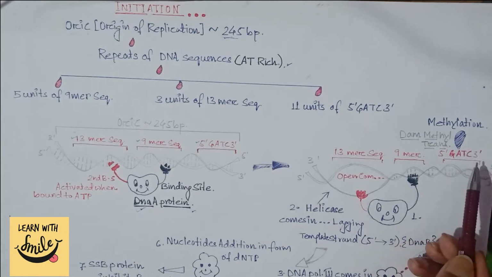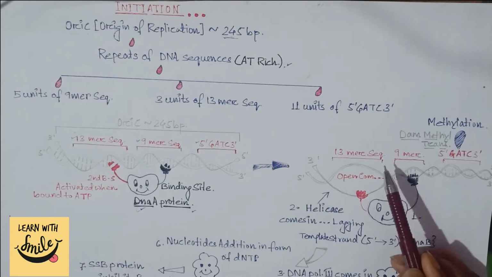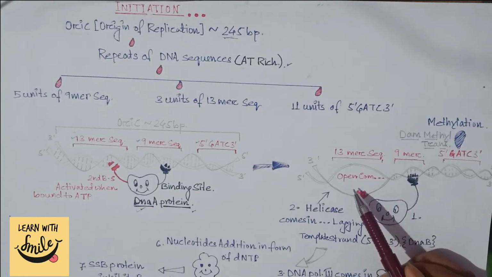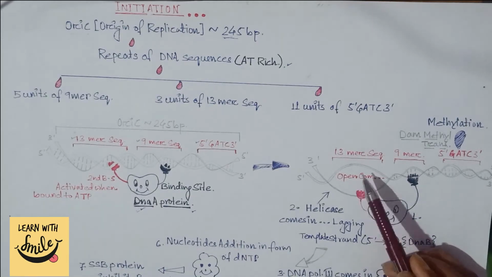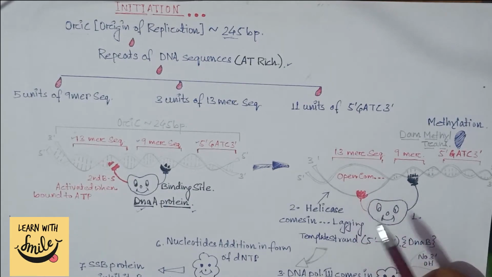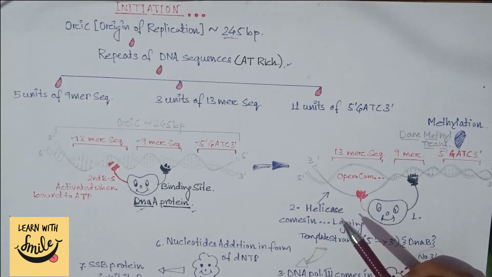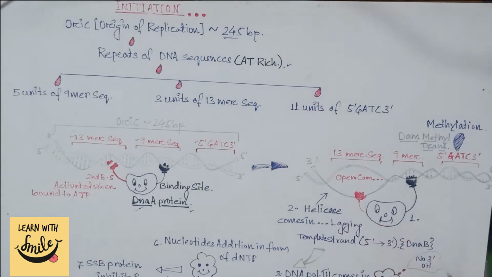Okay, having understood this, that is, having this sequence methylated and the opening of the 13-mer sequences, forming the open complex and providing an open invitation for the other enzymes to join in, the helicase comes in as the second enzyme. This helicase binds to the lagging template strand, which is in the 5' to 3' direction. Now it is to be noted that it is DnaB which acts as the helicase for the prokaryotes.